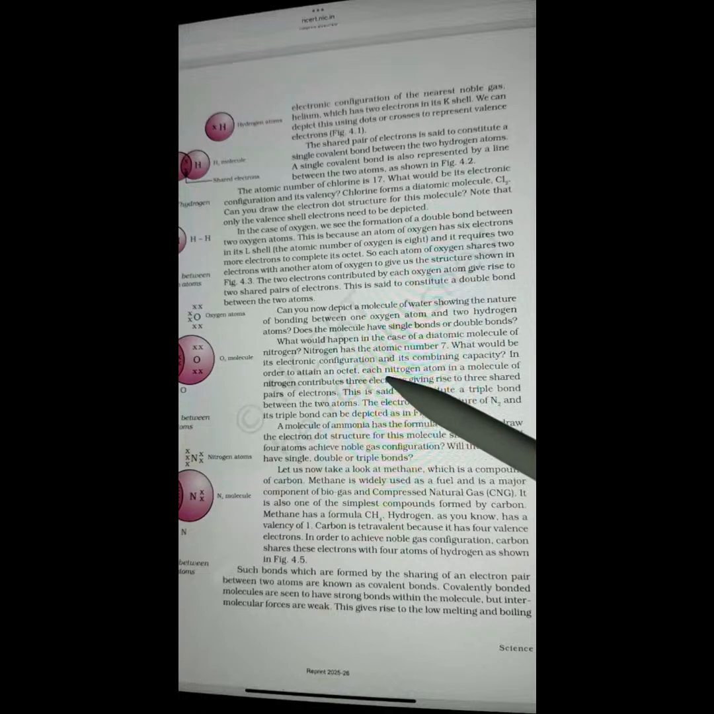What would happen in the case of a diatomic molecule of nitrogen? Nitrogen has the atomic number 7. What would be its electronic configuration and its combining capacity? In order to attain an octet, each nitrogen atom in a molecule of nitrogen contributes 3 electrons, giving rise to 3 shared pairs of electrons. This is said to constitute a triple bond between the two atoms. The electron dot structure of N2 and its triple bond can be depicted as in figure 4.4.